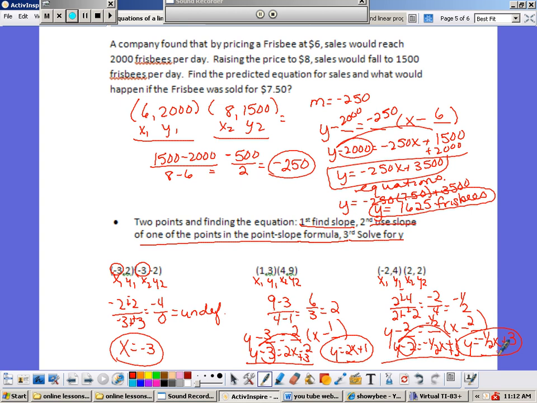So the point-slope formula is very useful in the fact that you can then take your point and your slope and get it into y equals mx plus b form.